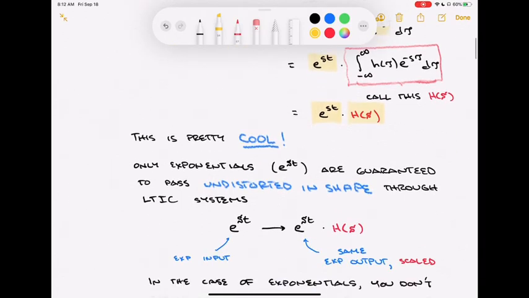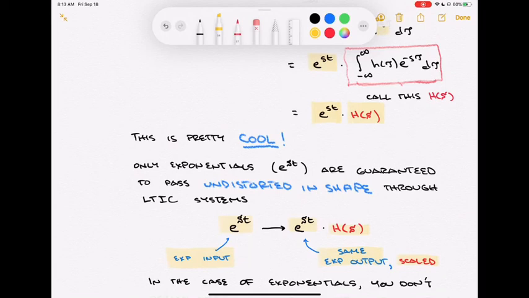Exponentials are really the only kind of signal that are guaranteed to pass undistorted in shape through linear time invariant continuous systems. So in other words, if I have an exponential input, something of the form e to the st, that's our base unit of frequency, we get that exact same signal out, e to the st, the same exponential output being scaled by some simple quantity, which happens to be the Laplace transform of the unit impulse response, that H of s. We're also going to call that H of s the system function or the transfer function.